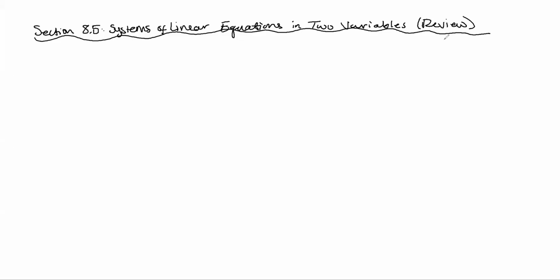All right, section 8.5 is on systems of linear equations. This is stuff you've seen. It was back in chapter 4. This section is basically a review of all of chapter 4. Let's just start off with a definition of what a system of linear equations is.